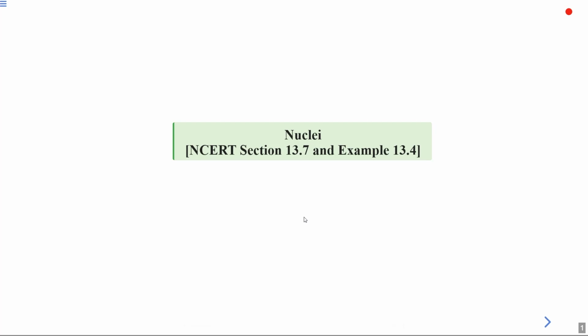Hello students, I hope you all are doing good. Today we will discuss NCERT section 13.7 and example 13.4 of chapter nuclei.